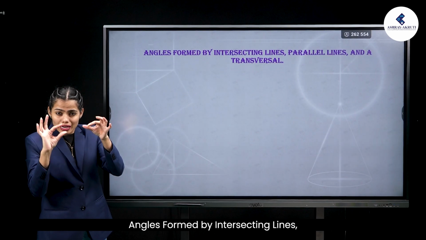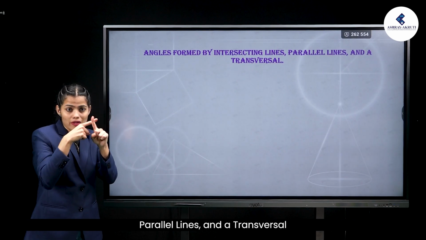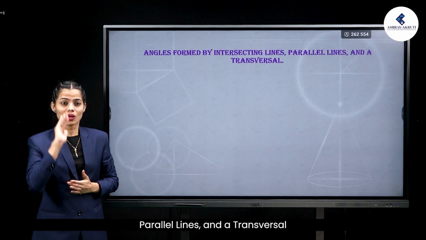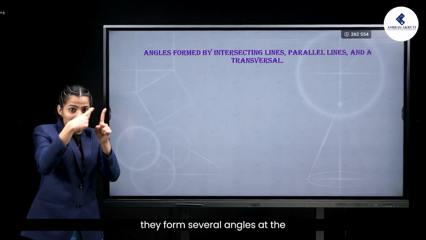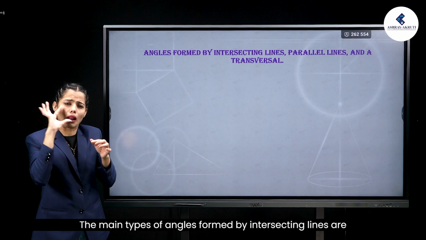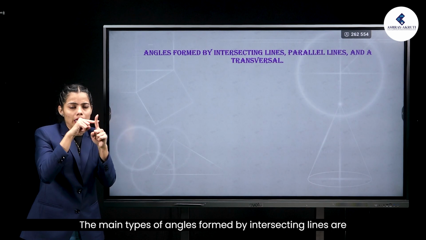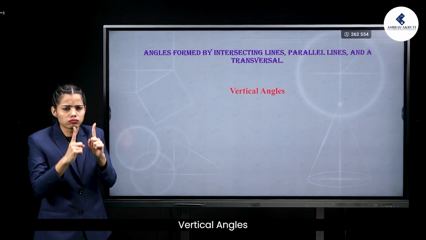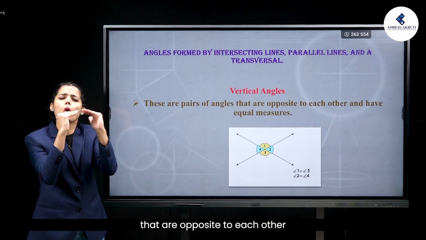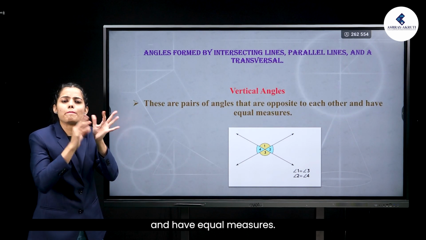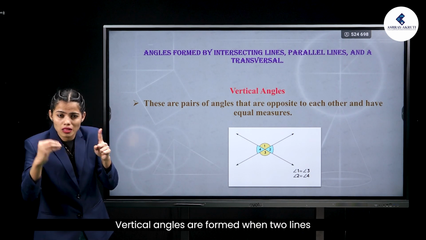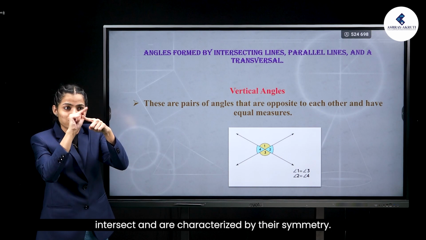Angles formed by intersecting lines, parallel lines and transversal. When two lines intersect, they form several angles at the intersection point. The main types of angles formed by intersecting lines are vertical angles. These are pairs of angles that are opposite to each other and have equal measures. Vertical angles are formed when two lines intersect and are characterized by their symmetry.